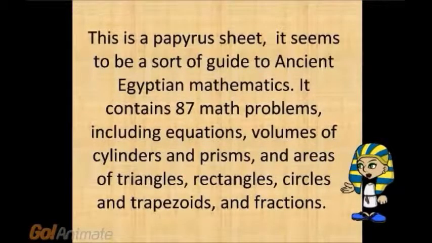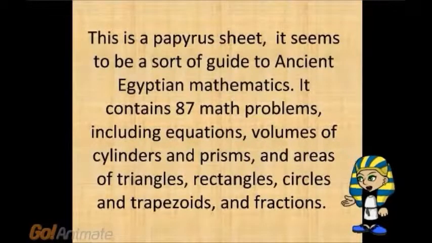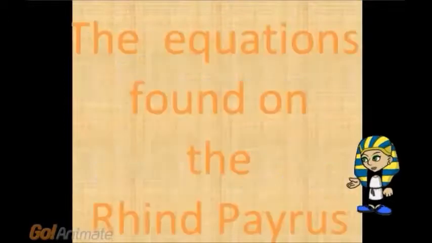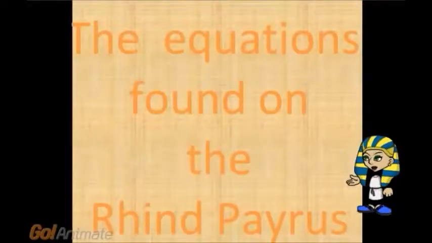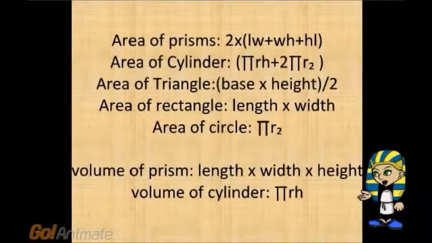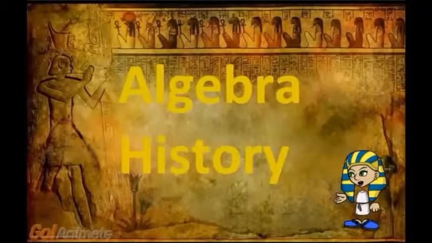It contains 87 math problems, including equations, volumes of cylinders and prisms, and areas of triangles, rectangles, circles and trapezoids, and fractions. The equations found on the Rhind papyrus include the equations we should know on area of prism, cylinder, triangle, rectangle and circle, and the volume of prism and cylinder. Algebra history in Egypt.